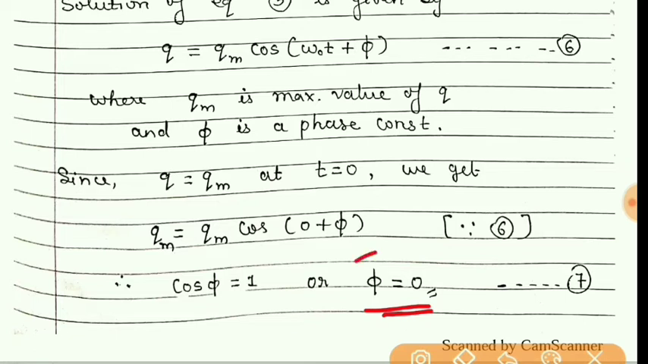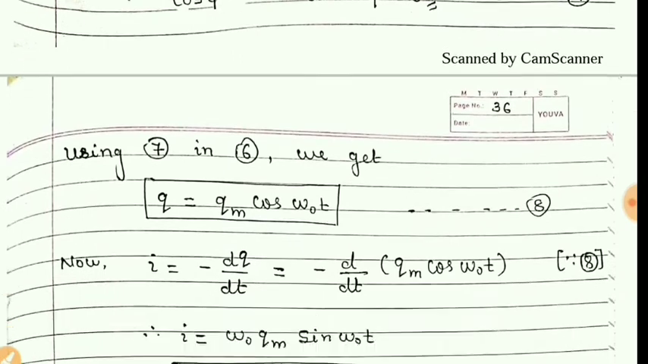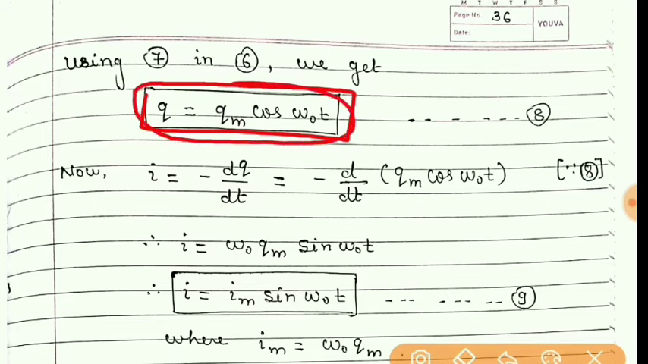Now putting phi equal to 0 in this equation, we get the equation of charge as q is equal to qm cos omega t. I have written this equation here, q is equal to qm cos omega naught t. Now once again we know that I is equal to minus dq by dt.